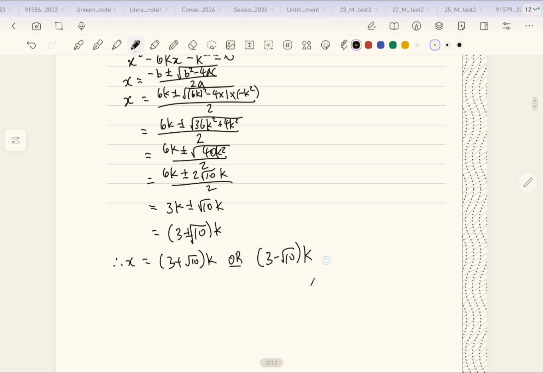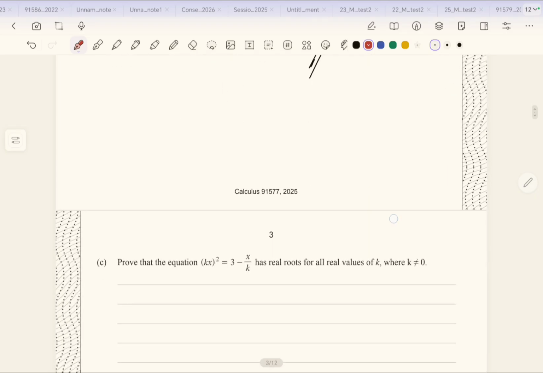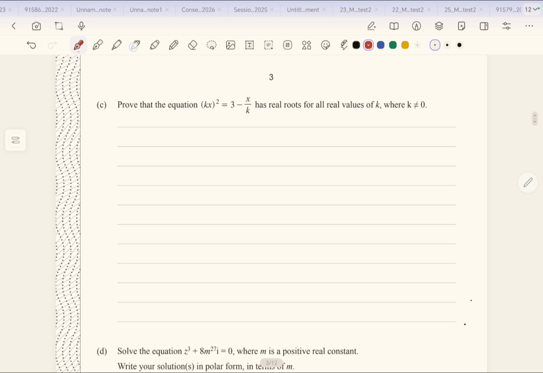And this should be it, which gives you another U mark. Very nice. Now let's look at part C. This is a merit level question, but let's just carefully read through the question first. We've got to prove that the equation has real roots for all real values of k, where k doesn't equal 0. Let's first rewrite this equation down and obviously expand the left-hand side by squaring both terms.